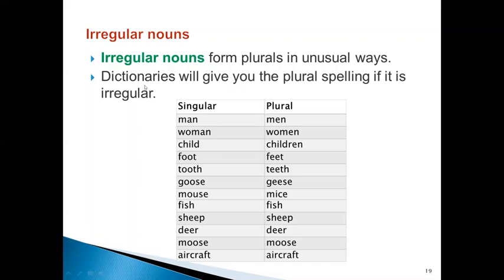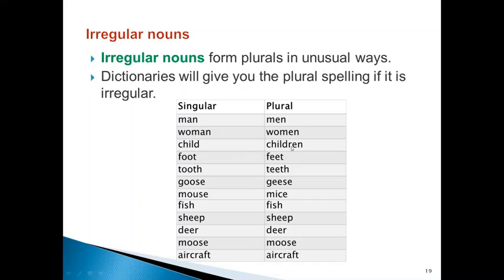This rule can be found in the dictionary, but here we have some list. For our exam or our lectures, you can focus on these words. Just keep them in your mind. Here we have some written forms for singular and plural. Man will not be mans. No, we will not add s. It is irregular. We say men is the plural. One man, two men. One woman, two women.